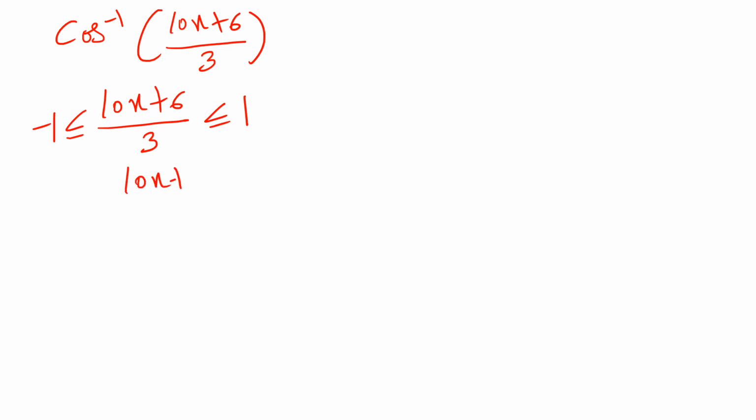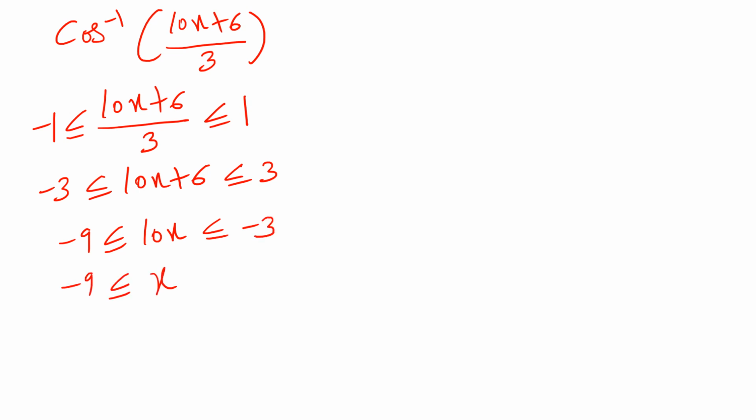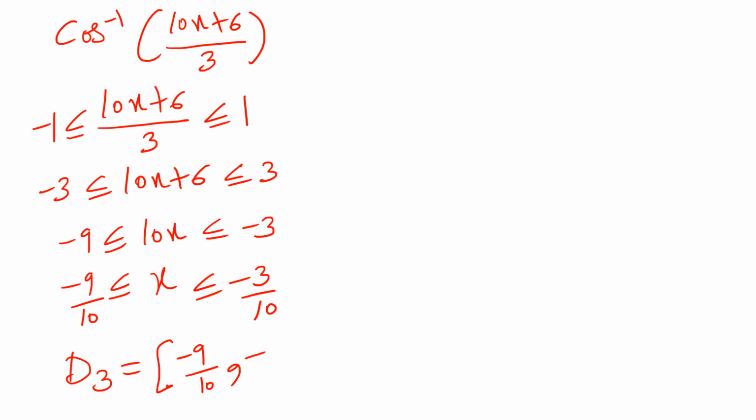Now just multiply the entire inequality by 3 throughout. Now subtract by 6 throughout. And now divide the inequality throughout by 10. So this is the domain. Now I am calling this domain by the name D3. So it is closed minus 9 by 10 to minus 3 by 10. Fine.